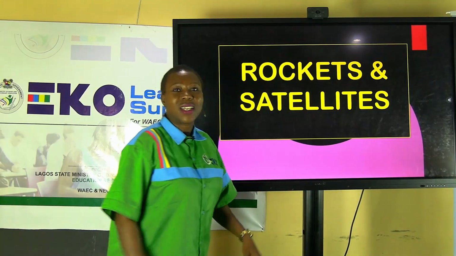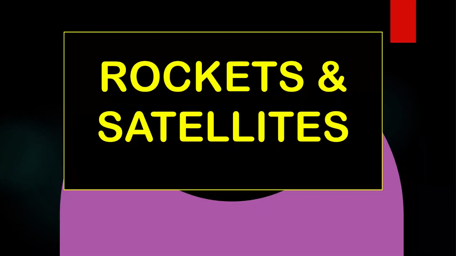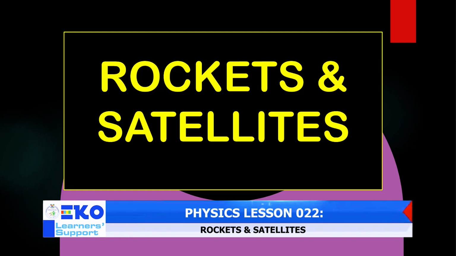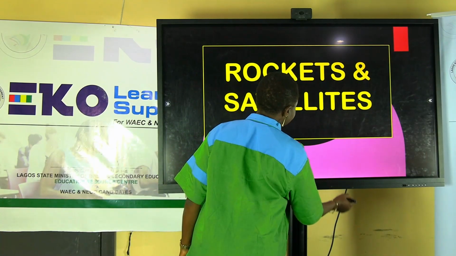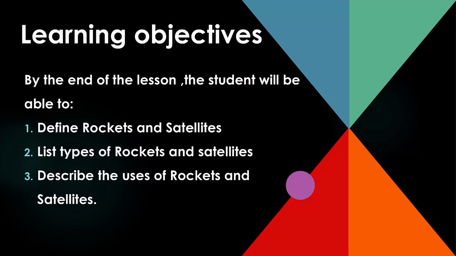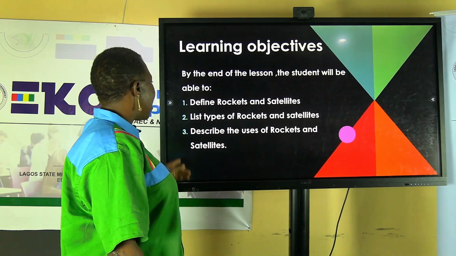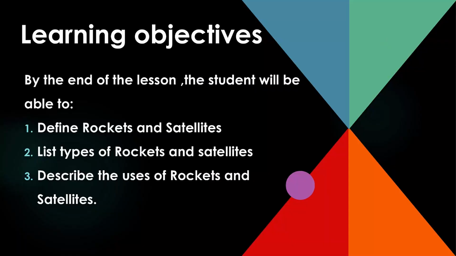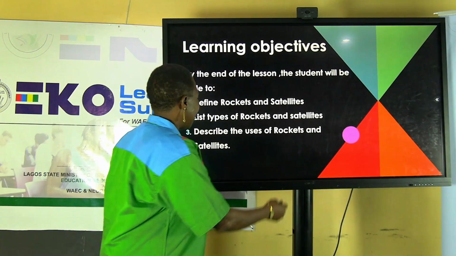Our topic for today's class is rockets and satellites. The learning objective for this class is, by the end of this lesson, you students will be able to define rockets and satellites, list types of rockets and satellites, and describe the uses of rockets and satellites.